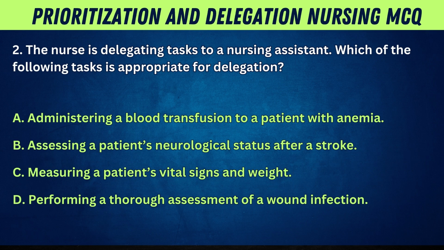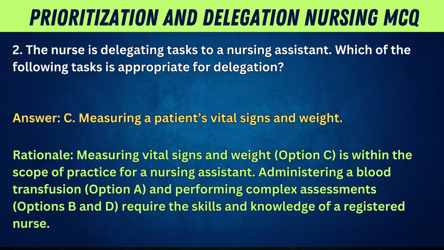2. The nurse is delegating tasks to a nursing assistant. Which of the following tasks is appropriate for delegation? A. Administering a blood transfusion to a patient with anemia. B. Assessing a patient's neurological status after stroke. C. Measuring a patient's vital signs and weight. D. Performing a thorough assessment of a wound infection. Answer: C. Measuring a patient's vital signs and weight.